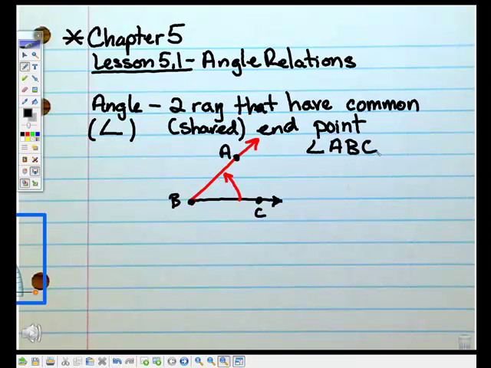The other common way that you would see an angle get labeled too is they might put a number inside the angle, in the opening of this part right here where the angle opens up, and you could just call this angle 1. That's a little bit simpler way to name an angle.